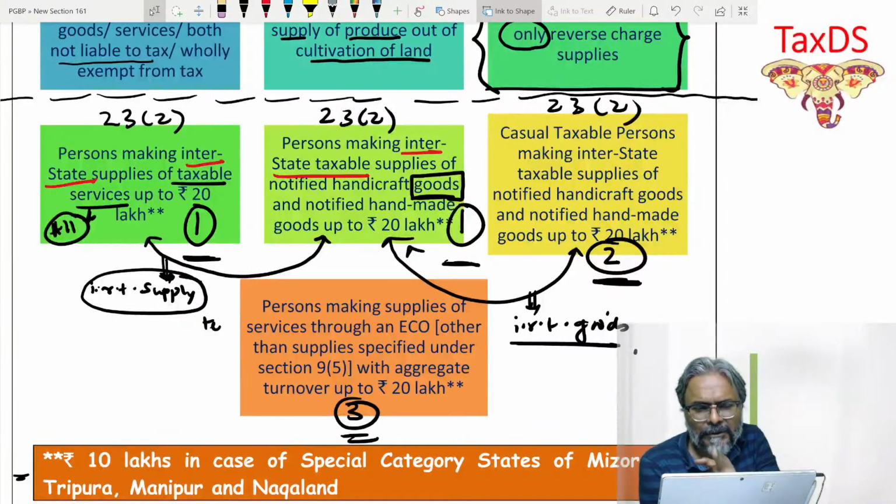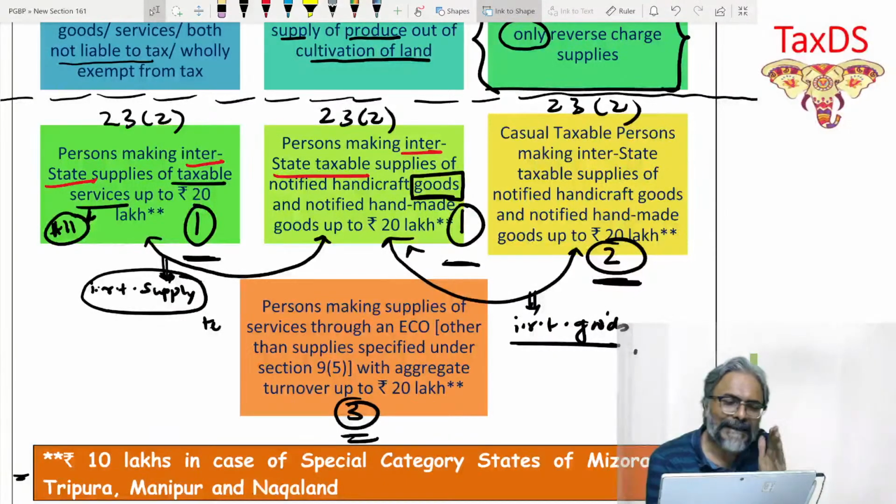Now 23(2) is about the interstate supply. Sorry, so 23(2) was about the interstate supply of taxable services. So this is about the interstate supply, students. That issue is here.